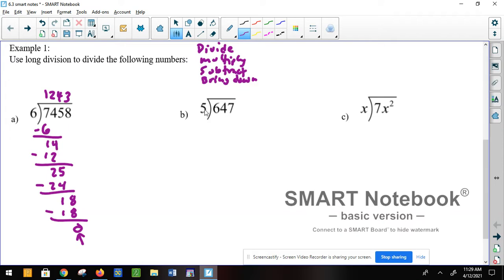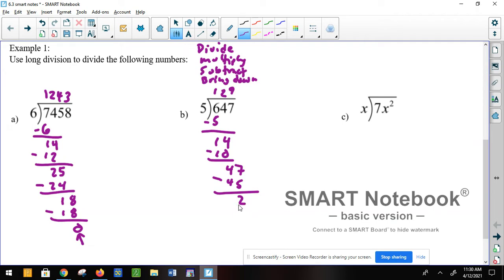For part B, 5 goes into 6 one time. 1 times 5 is 5. Subtract, and you get 1. Bring down the 4. 5 goes into 14 twice. 2 times 5 is 10. Subtract, and you get 4. Bring down the 7. 5 goes into 47 9 times. 9 times 5 is 45. Subtract, and you get 2. At this point, the 2 is the remainder.